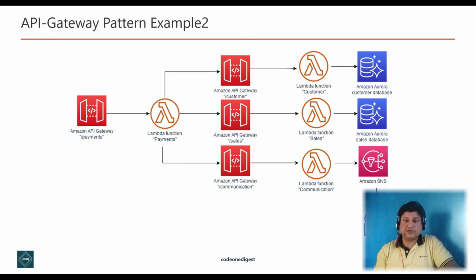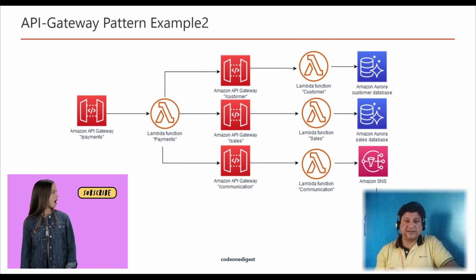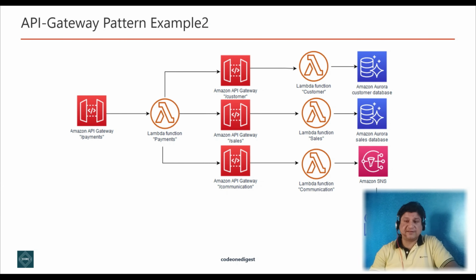Let's see another example of insurance system. In this use case, a customer makes regular monthly payment in an insurance system that consists of four microservices deployed as a Lambda function, that is, customer API, communication API, payments API, and sales API. The customer microservice updates the customer database with the monthly payment details. The sales microservice updates the sales database with relevant information that helps the sales team follow with the customer for the cross-selling opportunities. The communication microservice sends a confirmation email to customer after the payment is successful.